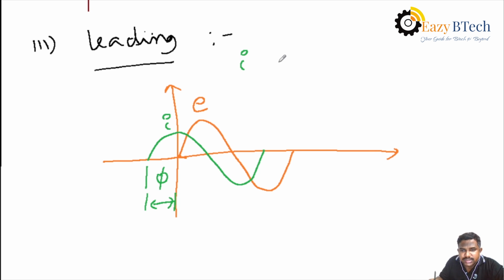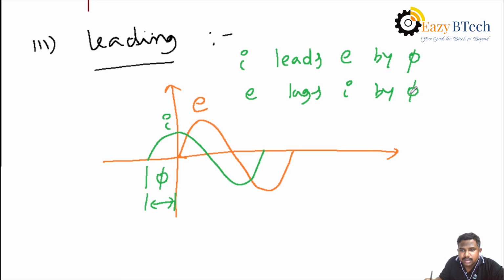This terminology is called leading. That is, I leads the voltage E by an angle phi, or the voltage E lags the current I by angle phi. In this way you can understand leading conditions also. Lagging means the waveform will be starting after the reference waveform. Leading means the waveform will be starting before the reference waveform, that is before the origin. Here we are considering the reference waveform is voltage, so that is called the leading condition.